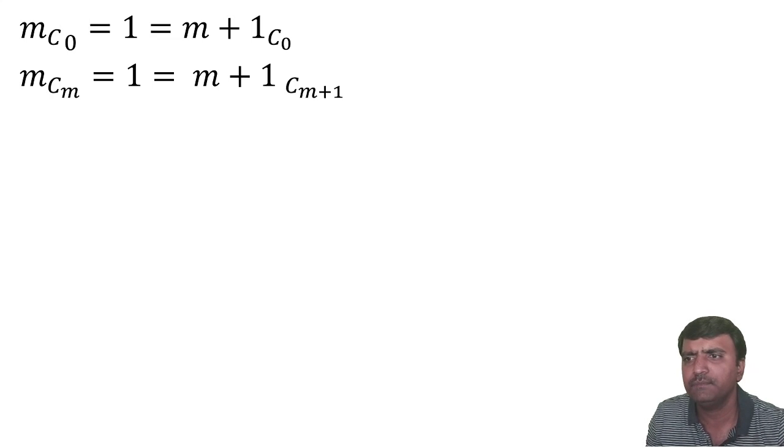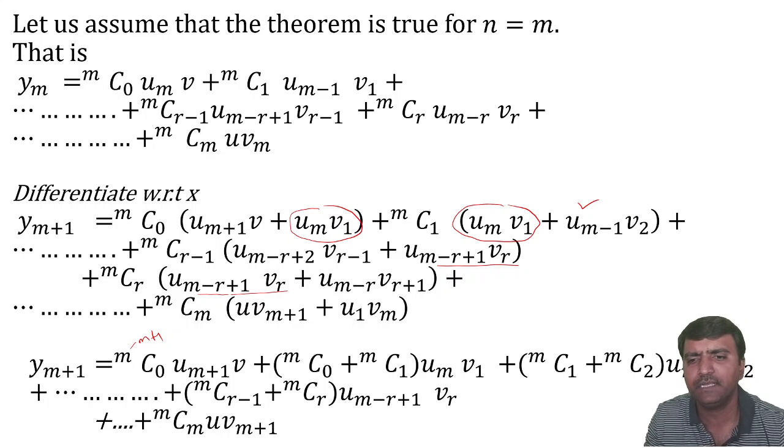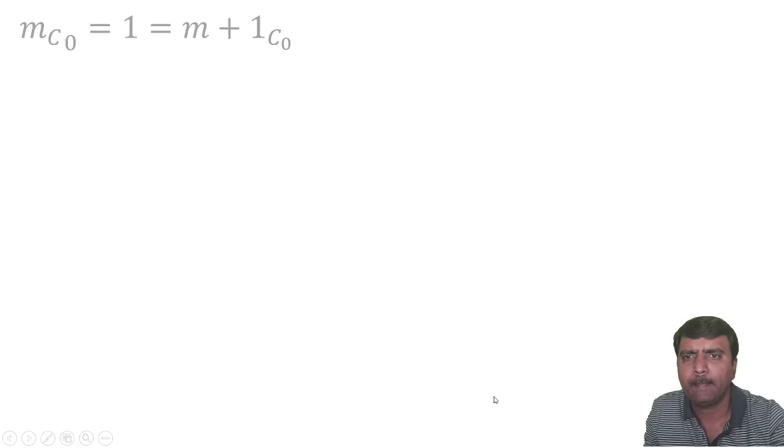So mCm is 1, nCn is 1, (m+1)C(m+1) that is also 1. And mC(r-1) plus mCr can be written as (m+1)Cr, you see. So you can write this mC0 plus mC1, so you can club these two and write it as (m+1)C1. Like that it continues. This is (m+1)C2, like that it continues. Okay, yes.